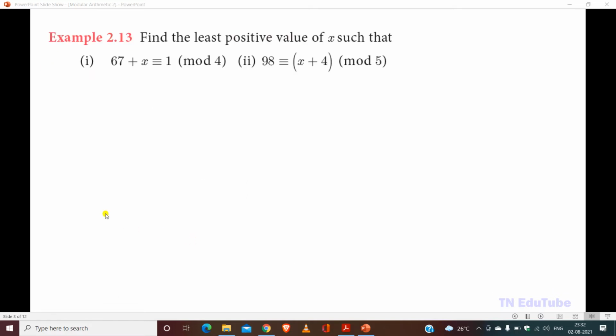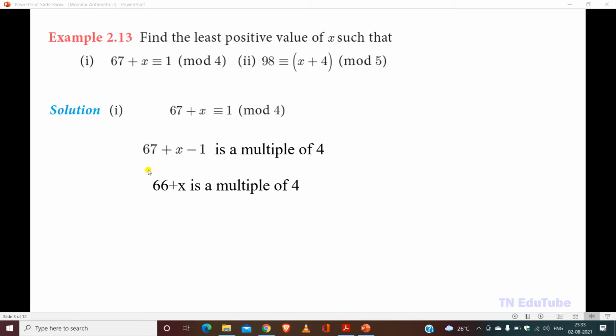The next example, 2.13. Find the least positive value of x such that the two equations hold. You have to find out only the least positive value. We don't need all the values, only the least positive value. Take the first equation: 67 plus x is congruent to 1 mod 4. Take this 1 to the left hand side. So 67 plus x minus 1 is a multiple of 4, or divisible by 4. So 67 minus 1, that is 66, plus x is a multiple of 4.